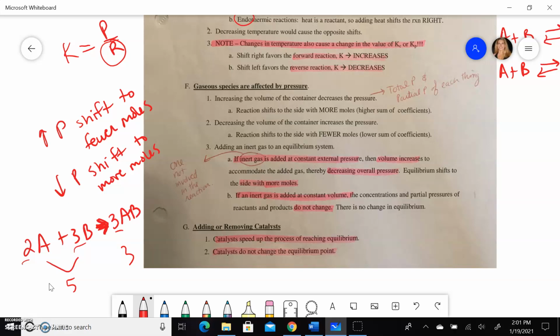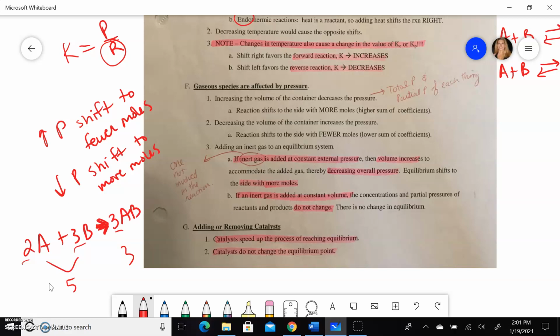And volume is related to pressure, so you could talk about volume as well. Increasing the volume of the container is going to decrease the total pressure, and so the reaction will shift towards the side with more moles. Decreasing the volume is going to increase the pressure, so it's going to shift towards fewer moles.